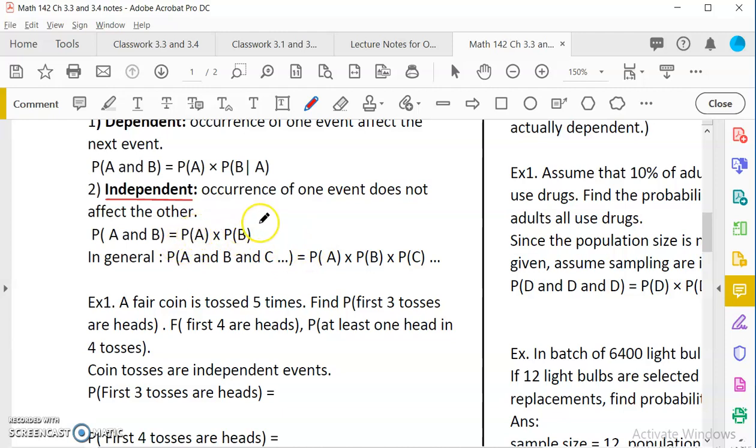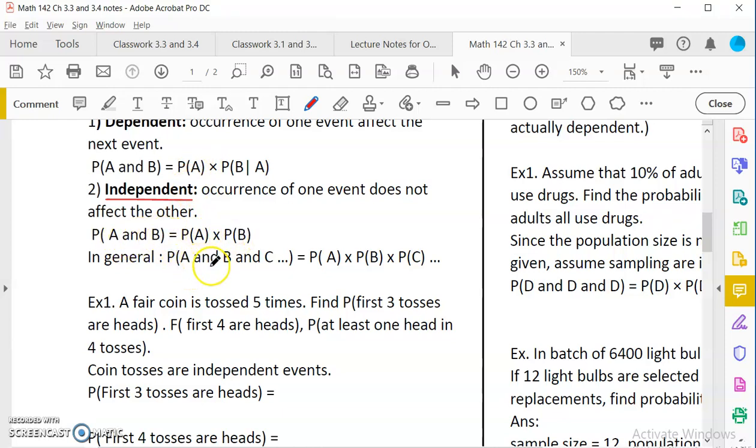You can think of it as almost like the two categorical variables. The choice of one variable does not affect the other one, and the way we check it was the probability of A and B equal to the probability of A times the probability of B. It's the same formula. So if they are independent, you can actually just use multiplication to find A and B.